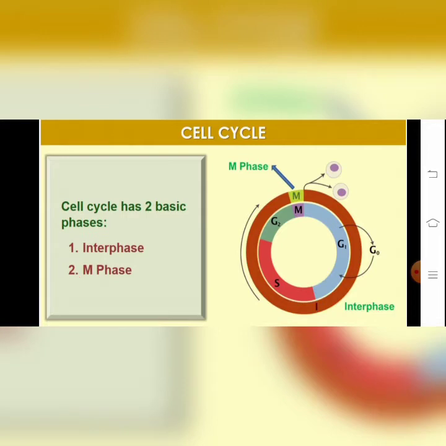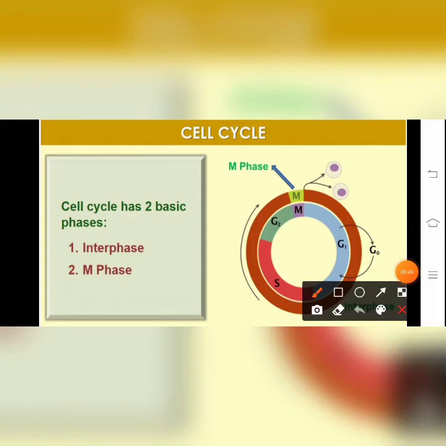Now let us discuss the representation of a cell cycle. It is represented in a cyclic manner. You can see here, this is the representation of the cell cycle. Here you can see M phase, that is the division phase. Then it enters into interphase. From here to here, it is known as interphase.